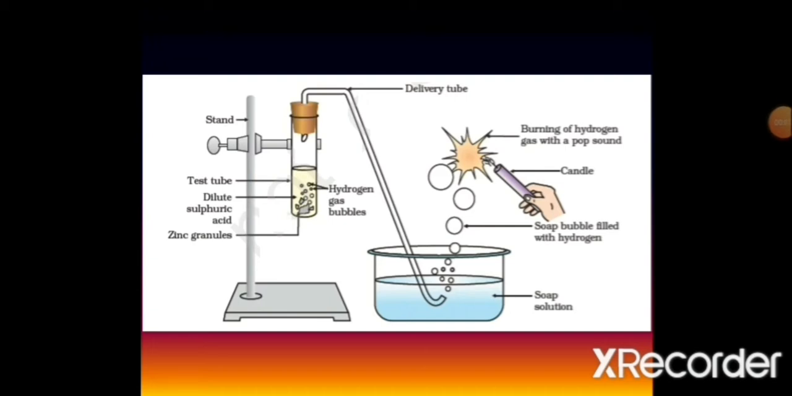Now students, this reaction is shown in a diagrammatic way. See the setup of the apparatus in the diagram. One test tube is fixed on a test tube stand. In that test tube we will take 5 ml of sulfuric acid. In that acid we will add the powdered form of zinc metal.